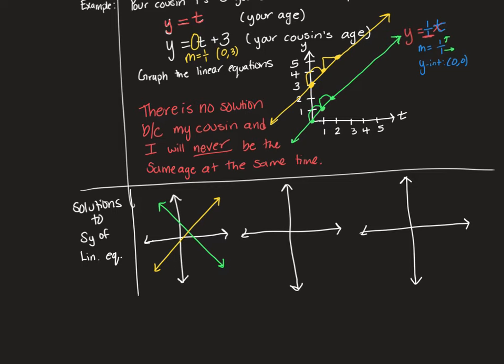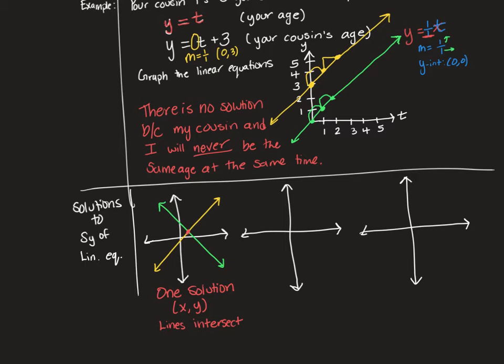Thank you to those of you who told me in the chat. Yep, there's only 1 solution. And it's the point at which the lines intersect, right there. And we would express that as a point, x comma y. That's where the lines intersect.